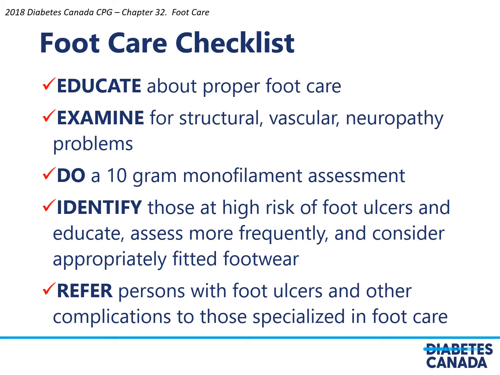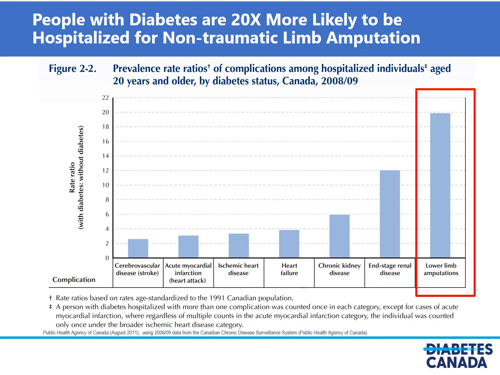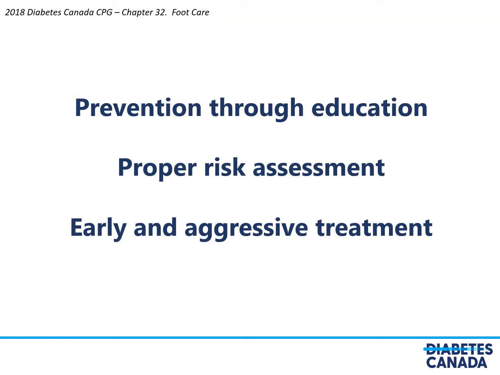When we consider this graph from the Public Health Agency of Canada, you will observe that lower limb amputations for persons with diabetes are a very significant issue. Let's consider foot complications in persons with diabetes in the context of prevention through education, appropriate risk assessment, and of course early and aggressive treatment.